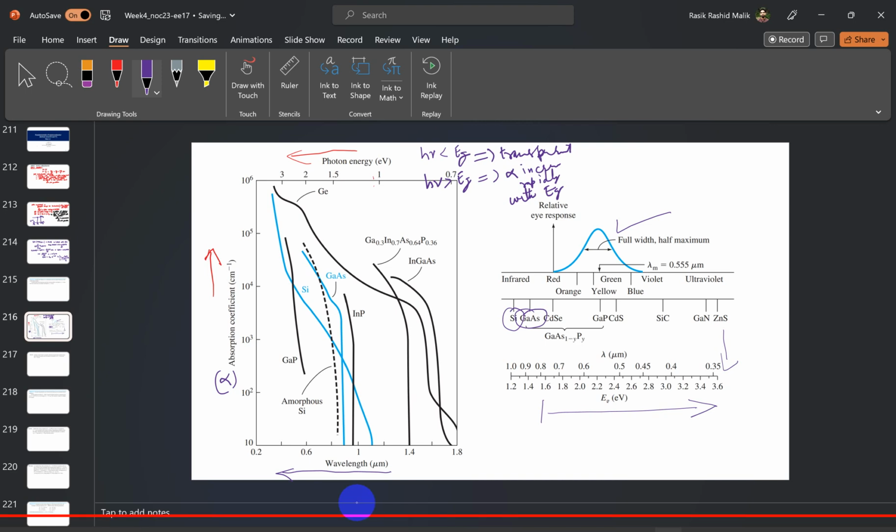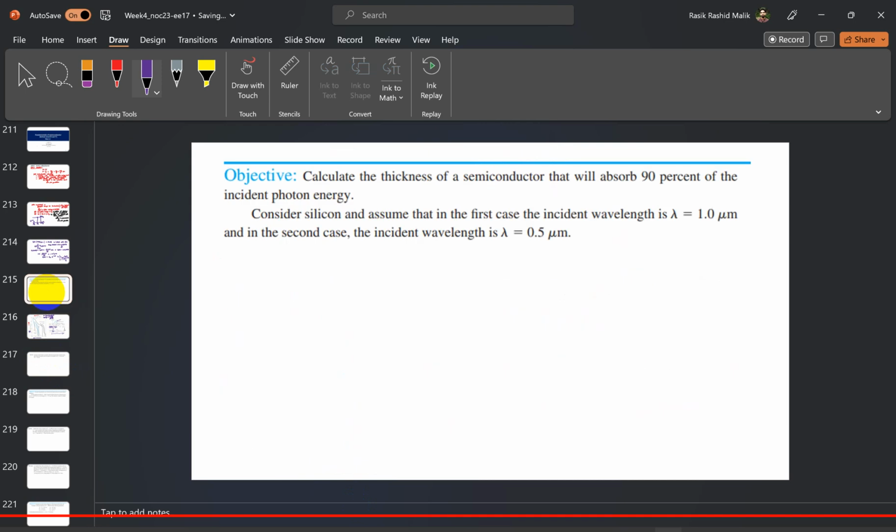Whereas gallium phosphide will be transparent to the red spectrum, because red is on the left side, so the energy corresponding to red is less than the band gap of gallium phosphide. So this is very important. And now we'll start solving our questions for today.